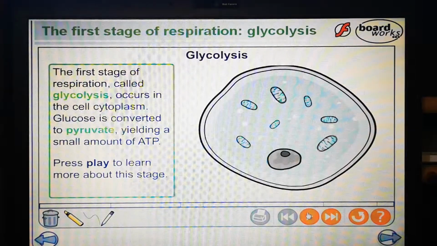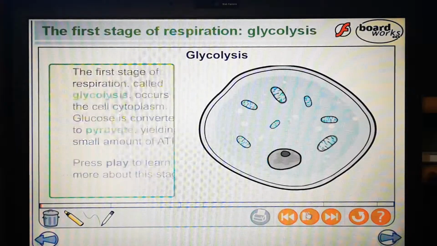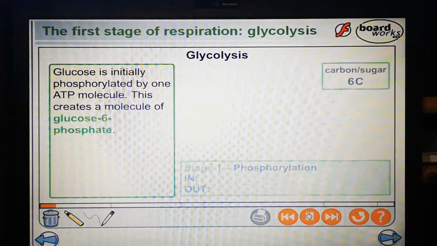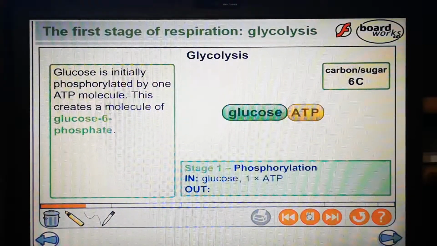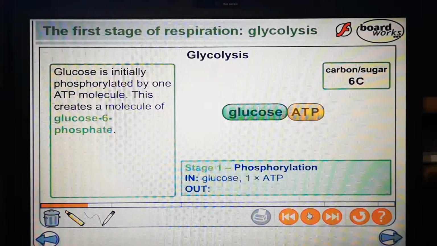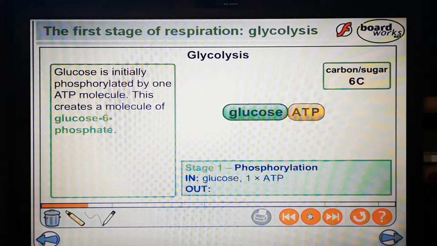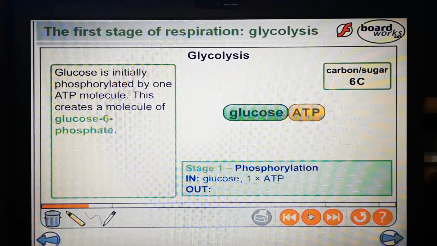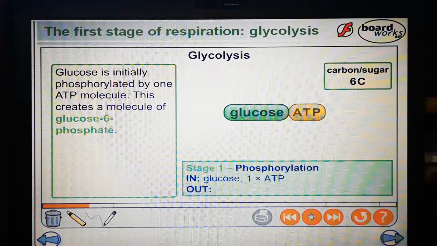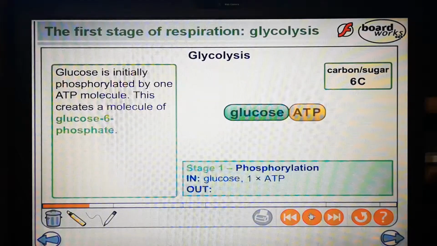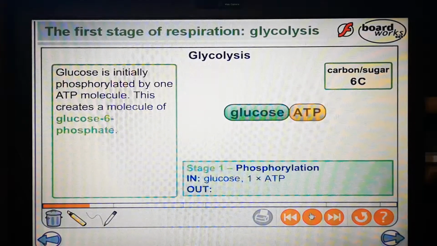If you can't remember glycolysis, here is a quick recap. It happens in the cytoplasm, and we're going to convert glucose into 2 molecules of pyruvate. Remember, glucose is a 6-carbon compound, and pyruvate is a 3-carbon compound, so obviously there's going to be 2 of them to make sure we have the right amount of carbons.